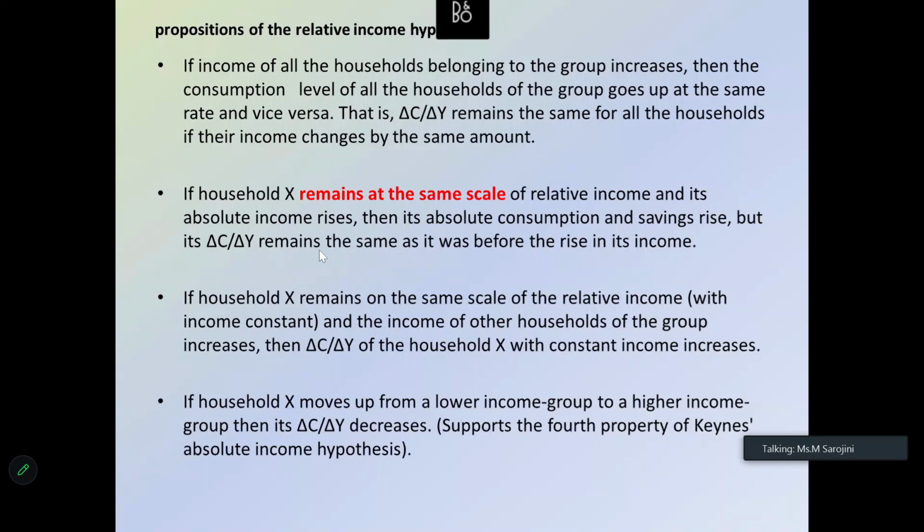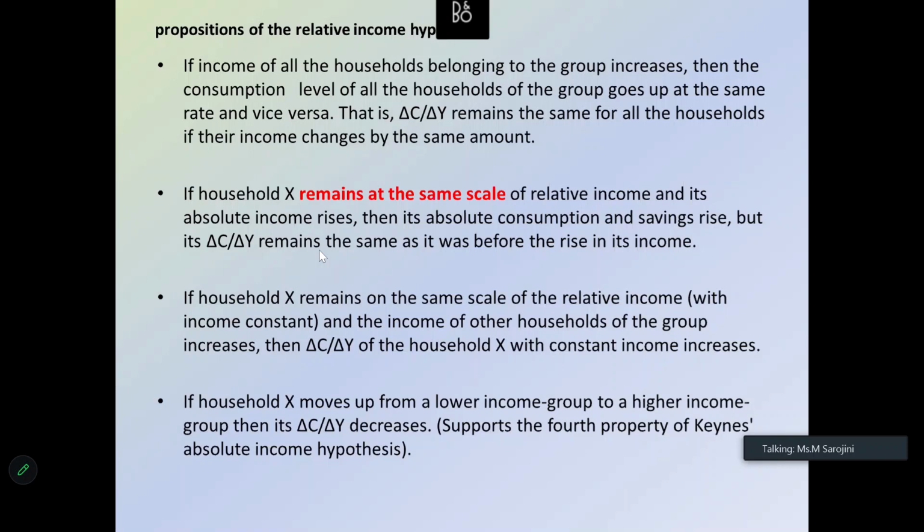The next one: if household X remains at the same scale of relative income and its absolute income rises, then its absolute consumption and saving rise. Once household X's absolute income increases, their consumption as well as their saving increases, like the psychological or Keynesian one. But delta C divided by delta Y, that is MPC, remains the same as it was before the rise in its income.